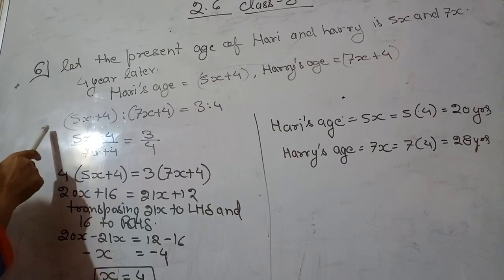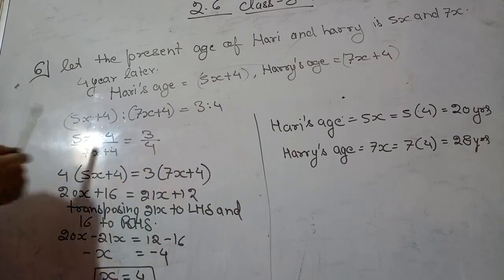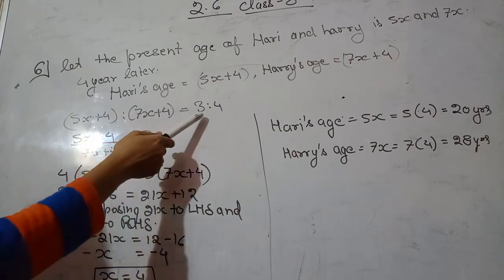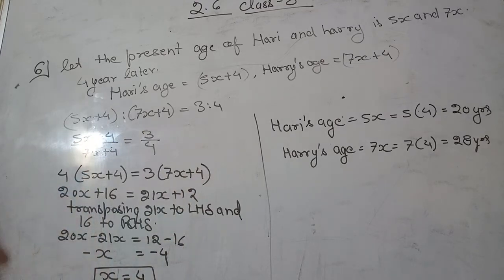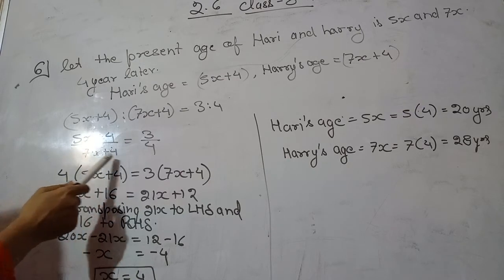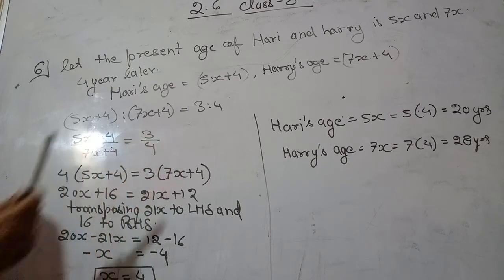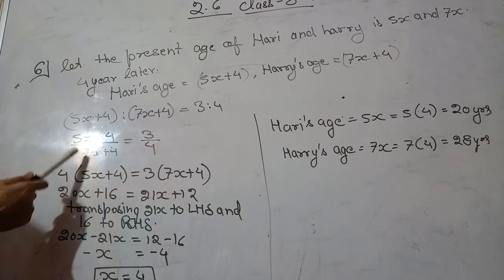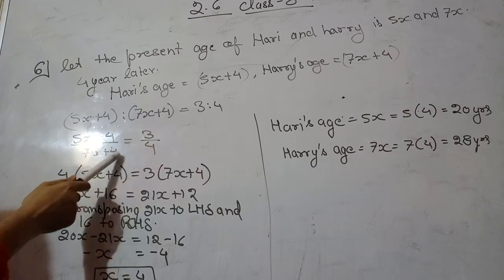Now, according to the question, what is given? The ratio of their ages after 4 years is 3:4. A ratio can also be written in the form of a fraction. So (5x + 4)/(7x + 4) = 3/4. Now both sides are in fractional form, so we can cross multiply the terms.